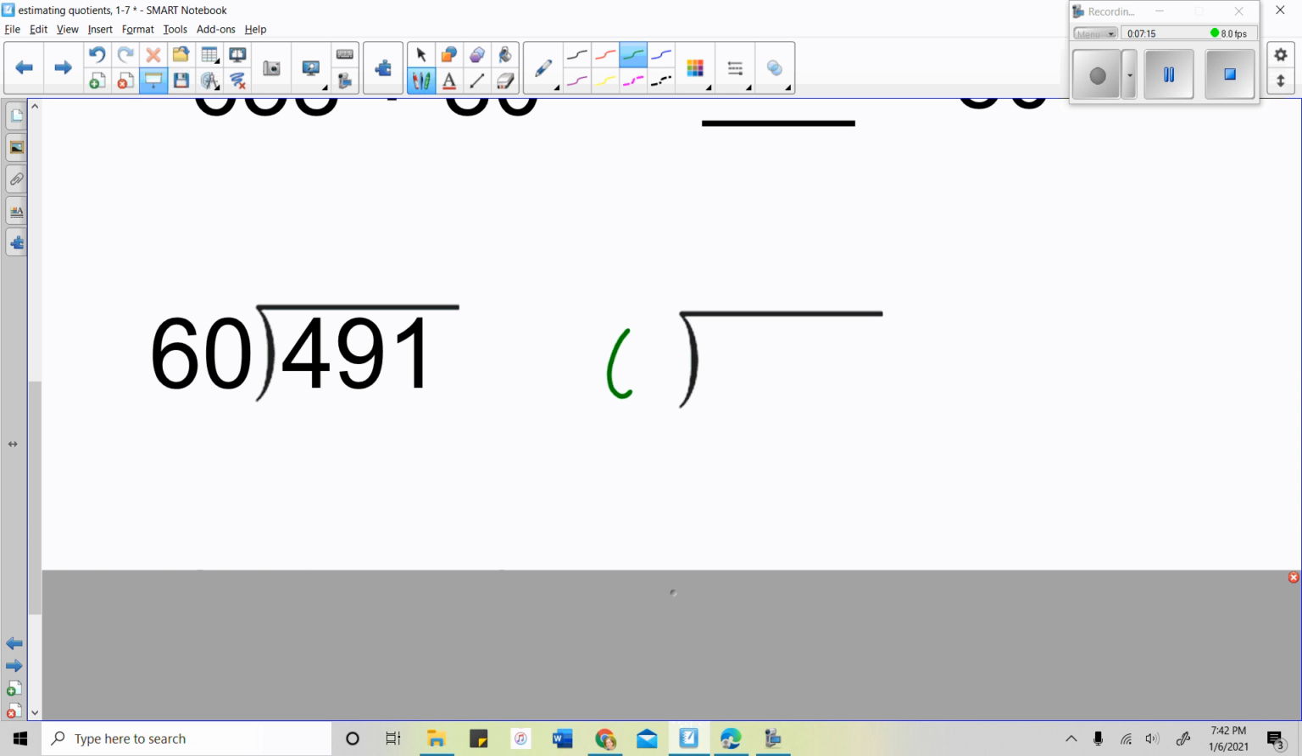Now looking at this one, so my divisor is 60. I'm going to underline the 49. Now I'm just counting by 6. So if I count by 6s, the closest thing would be 48, and I put the 0 on the end. So 60 will not go into 4. 60 will not go into 48. I have to go all the way over to the 480. And then 60 would go in there 8 times.